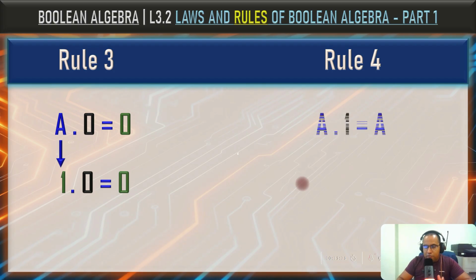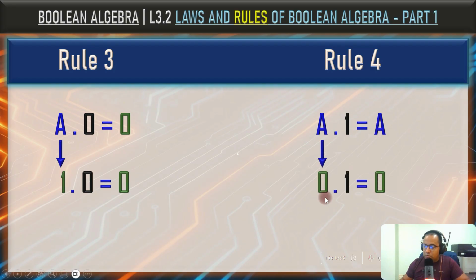Now let's analyze rule 4. This rule tells us that when we AND any variable with 1, the result is always the variable itself. Let's test the possible values. If the variable A is 0, then 0 times 1 equals 0. And if A is 1, then 1 times 1 equals 1. So in both cases, the result is the variable itself, confirming the rule.